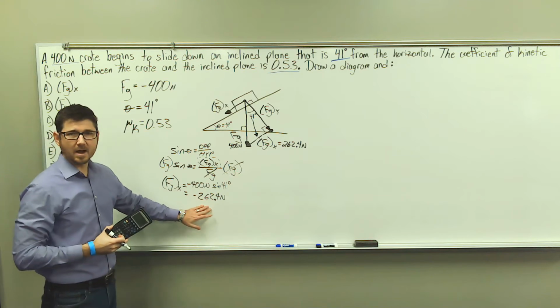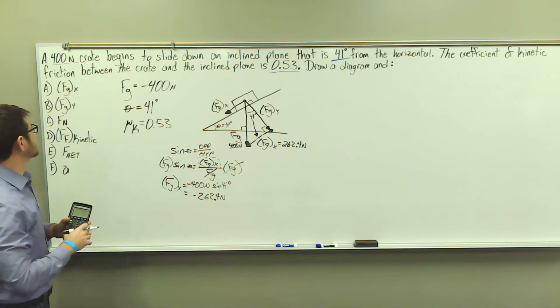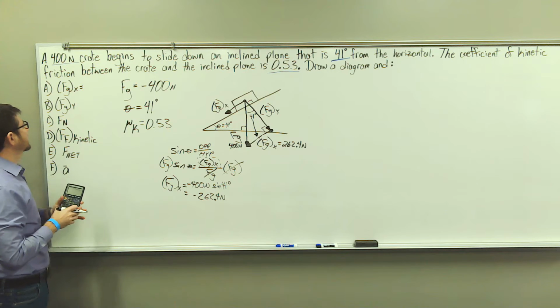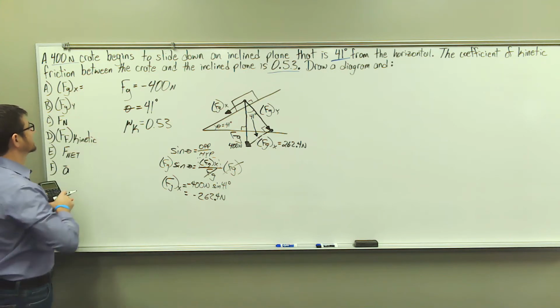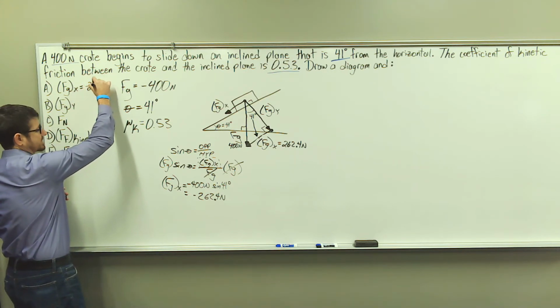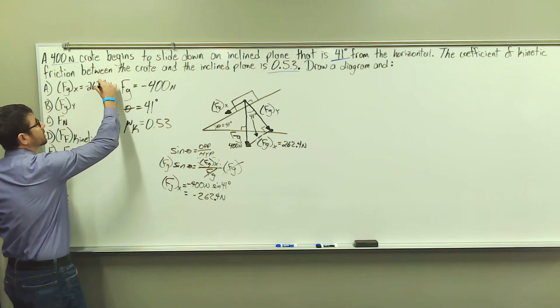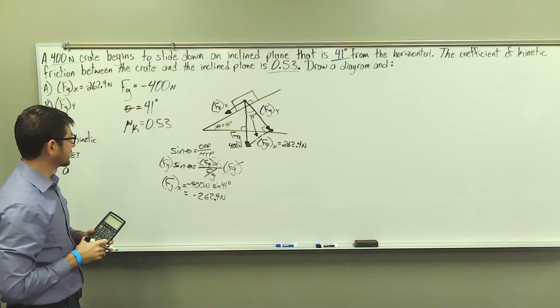I'm going to copy this value next to part A. So remember part A, x component of weight force. I have negative 262.4 newtons. Okay?